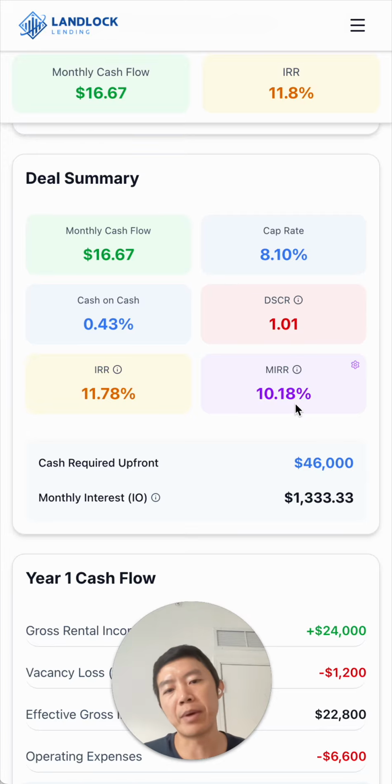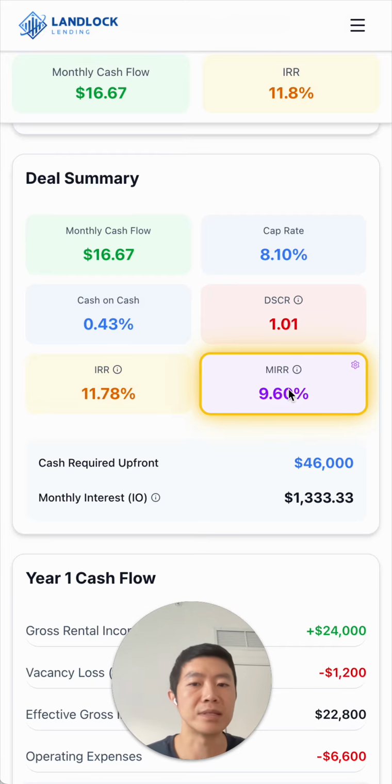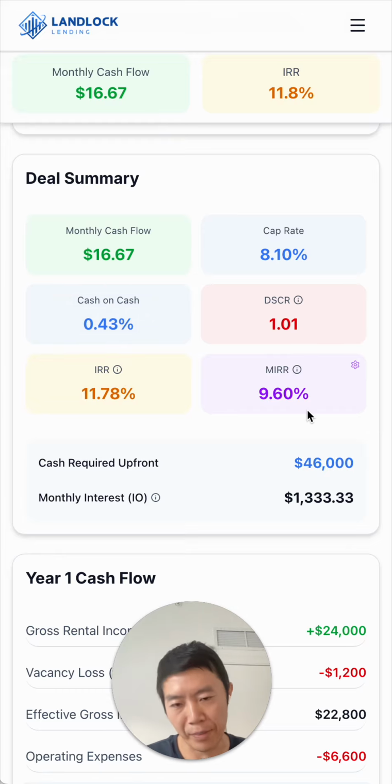This gives you a better reflection of what happens to your cash if you save it. Of course, you could also assume what happens if you don't save it at all. Then it drops to 9.60%. By the way, the S&P 500 is 10%, so that's the benchmark. If you spend all your money, you're actually not making that much anyway.